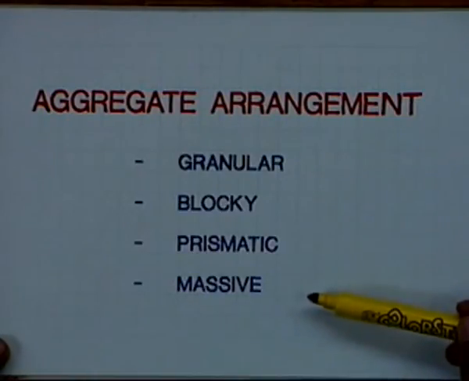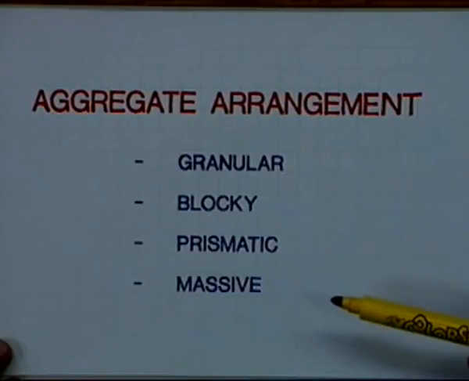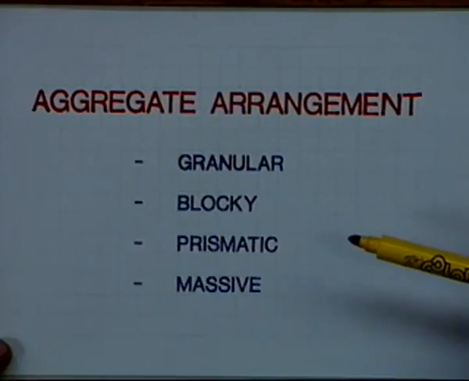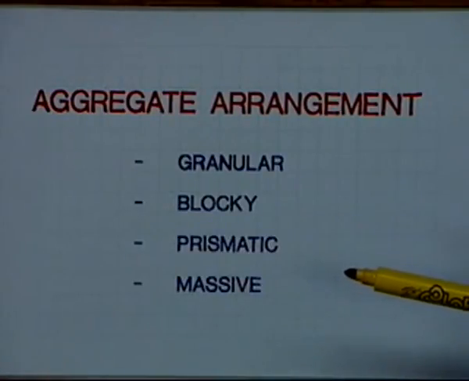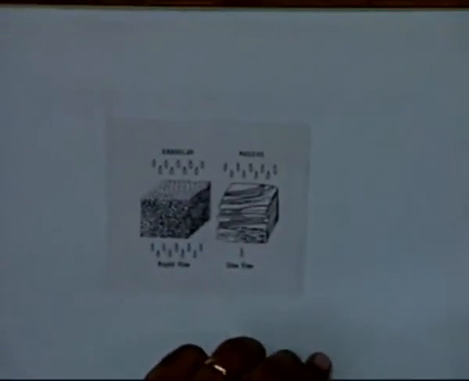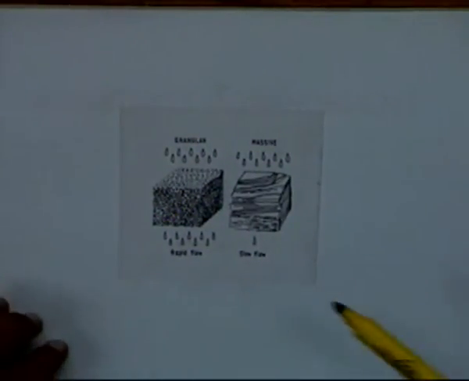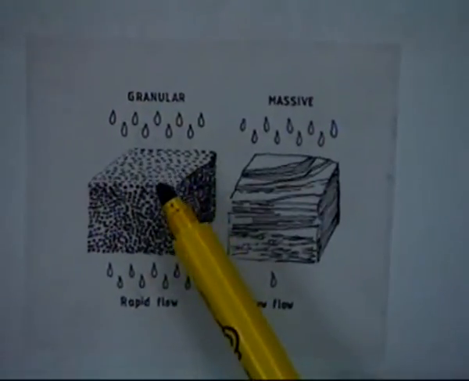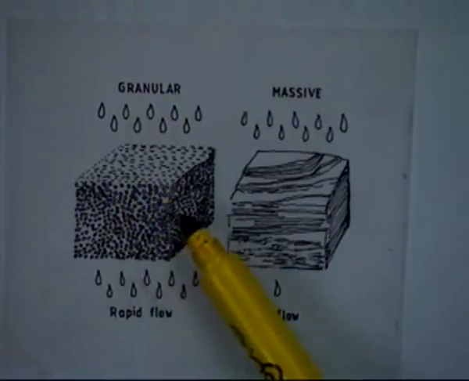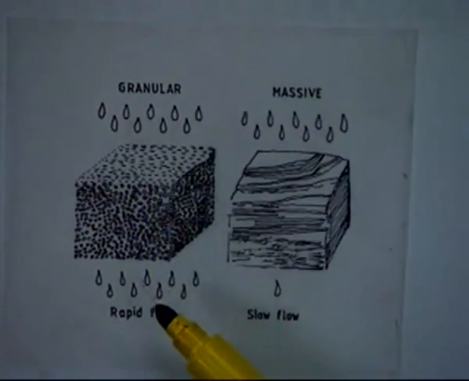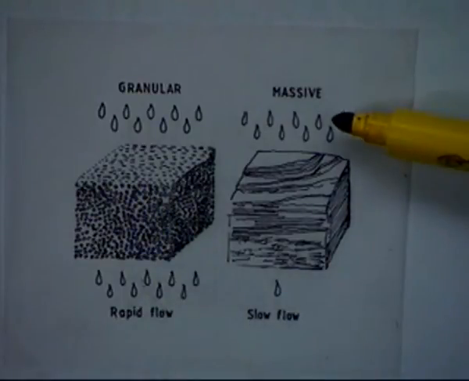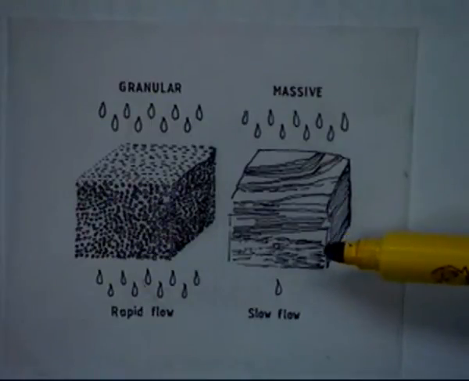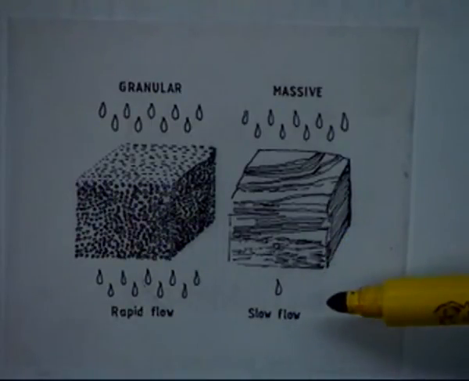These arrangements influence the movement of the moisture. For example, in the case of granular structure, you will find that the moisture will be moving at a very rapid rate. On the contrary, if the structure is massive, then the rate will be very slow.